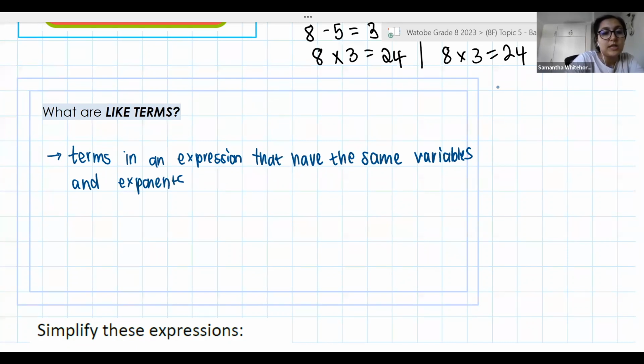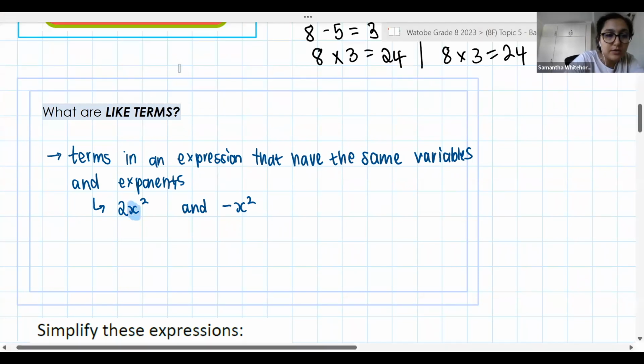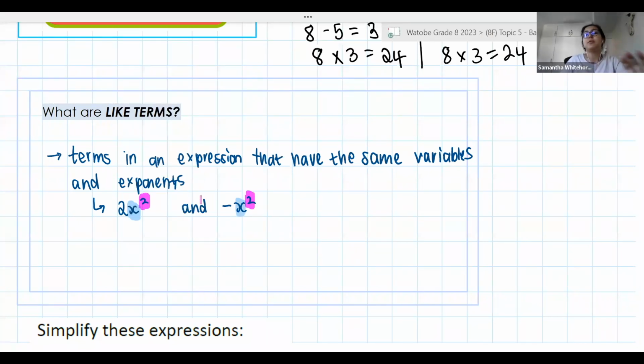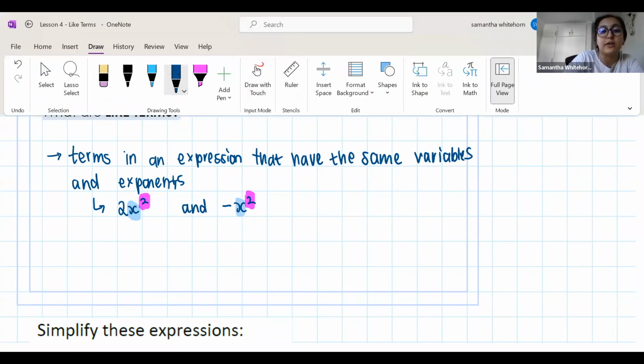So we're going to start to identify some like terms as we go along, but an example of this would be something like 2x squared and negative x squared. What we can see is that they've got the same variable x and the same exponent of 2. And because they have the same variable and the same exponent, we have what we call like terms here.